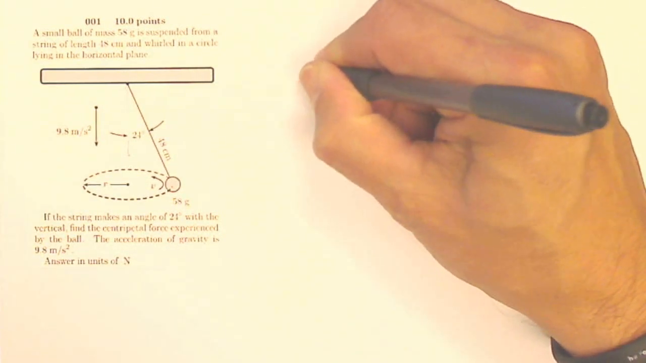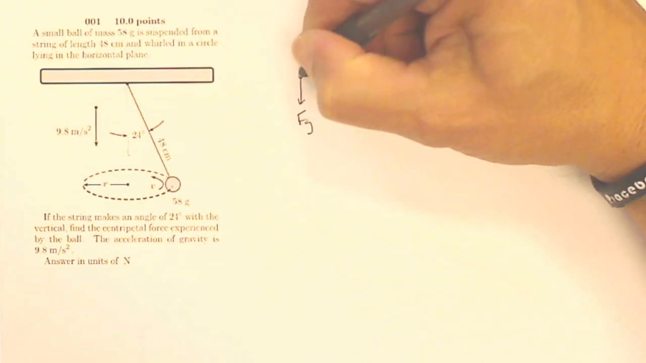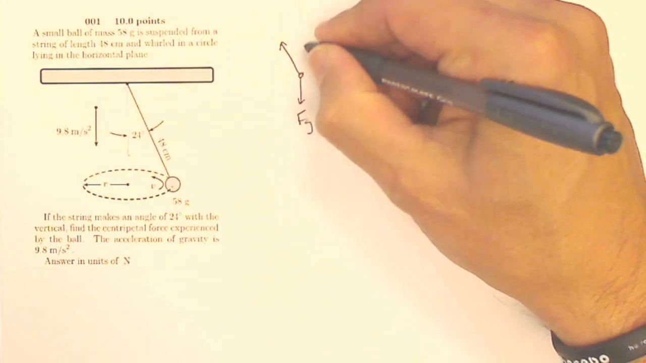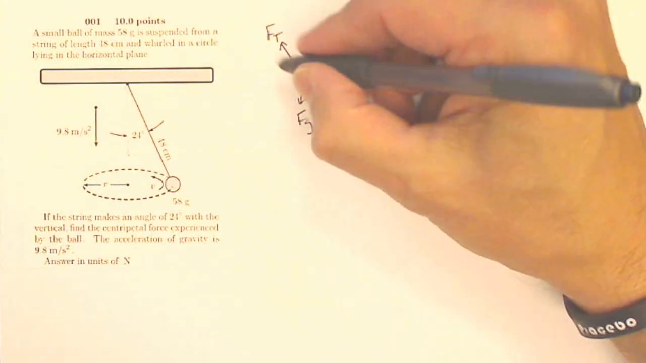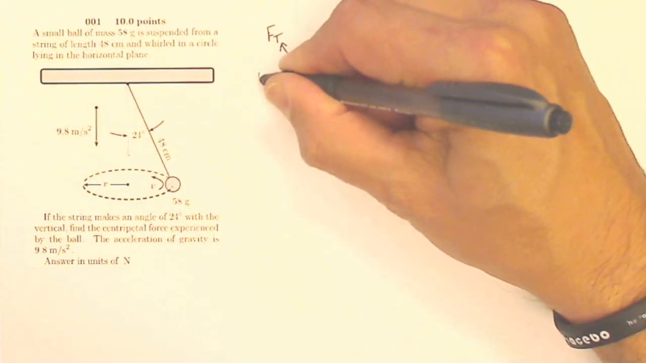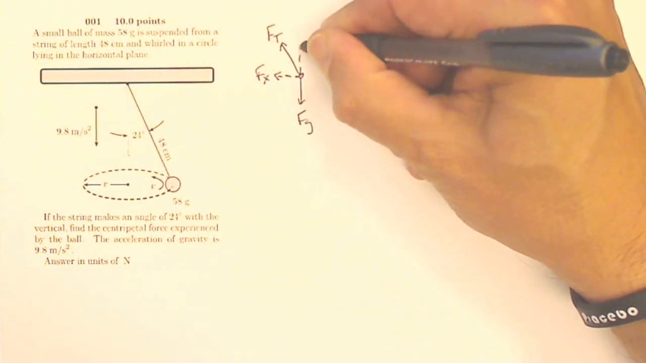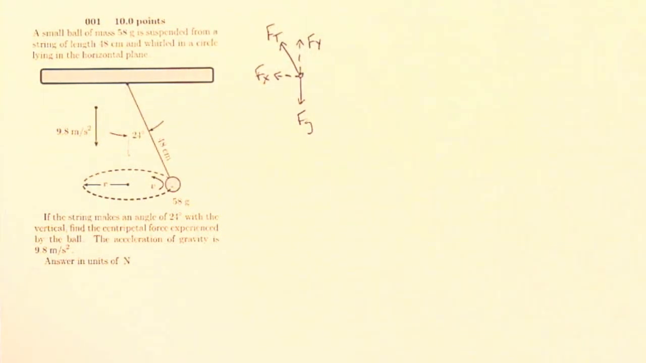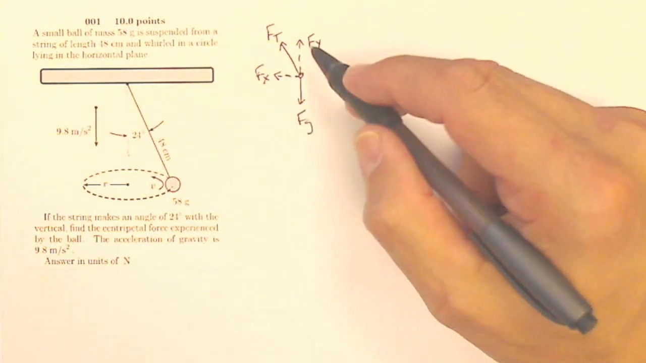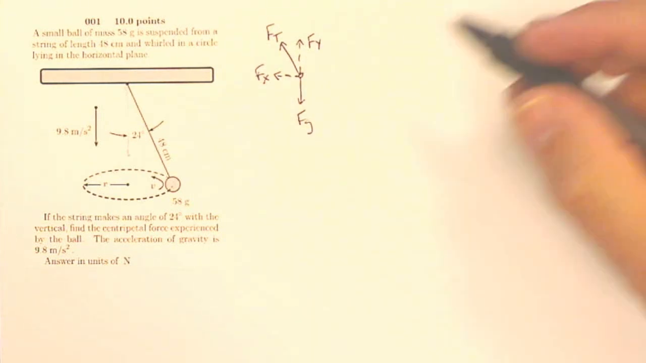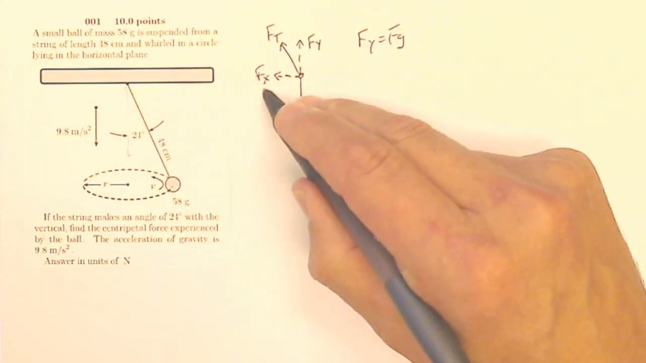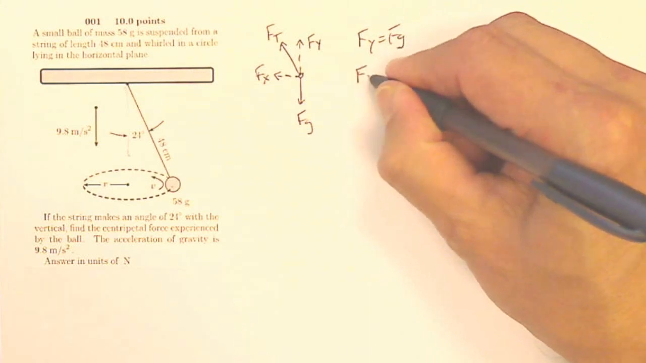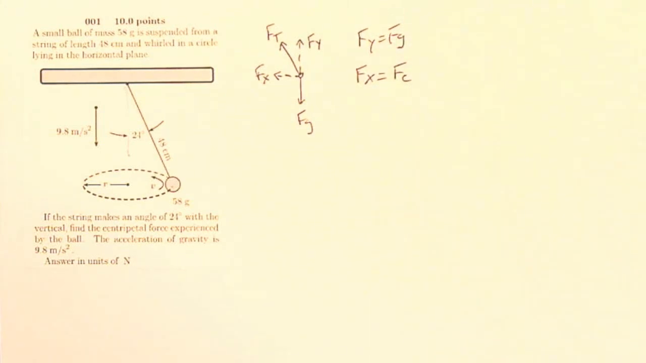So, free body diagram. I've got gravity pointing down, and a tension up at this angle. The tension must split into a tension in the x direction, which I'll call Fx, and a tension in the y direction, which is Fy. I don't like drawing those on the same free body diagram because you get points off on the AP Physics exam, but I'm going to make them dotted lines for now. What I know is that Fy must equal gravity, and the force in the x direction is the only unbalanced force, so the force in the x direction must be my centripetal force.